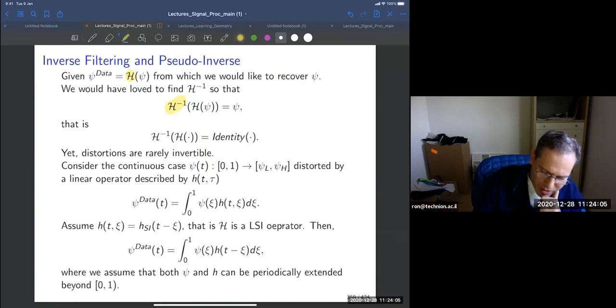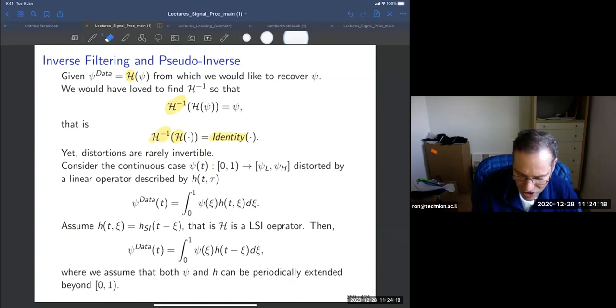Now, can we always do that? If we have an inverse filter to the filter that is operating on my signal, then it would obviously give me the identity. But the problem is that this H is rarely invertible. What do I mean by that?